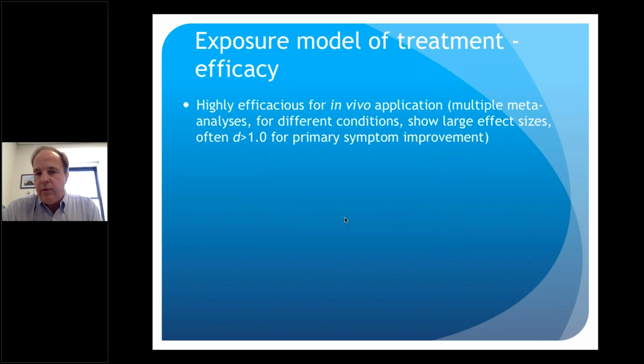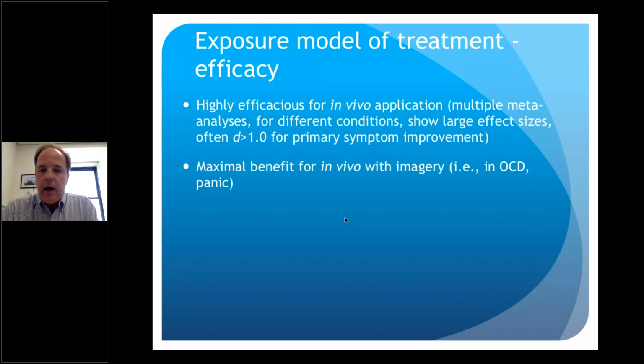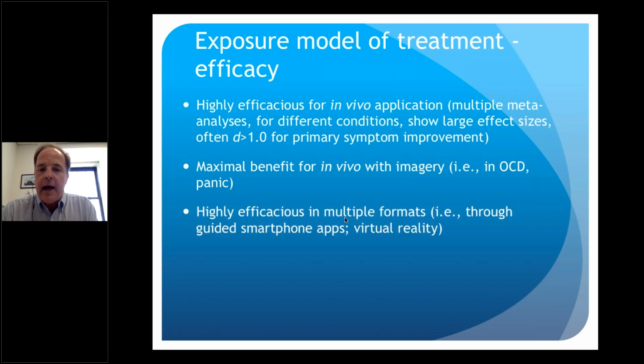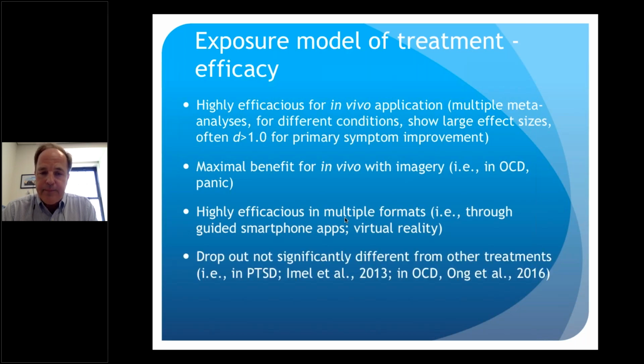So some outcome, just briefly, while we're reviewing the classic model, it's highly efficacious when it's applied in vivo. There are numerous meta-analyses that detail this for a wide array of anxiety disorders and anxiety-related conditions. They usually show large effect sizes for fear reduction, typically with effect size d of greater than 1.0 for primary symptom improvement. The research suggests that the maximal benefit is for in vivo with imagery. For example, it's most clearly documented in OCD and panic. It's highly efficacious in multiple formats, such as through guided smartphone applications and virtual reality.